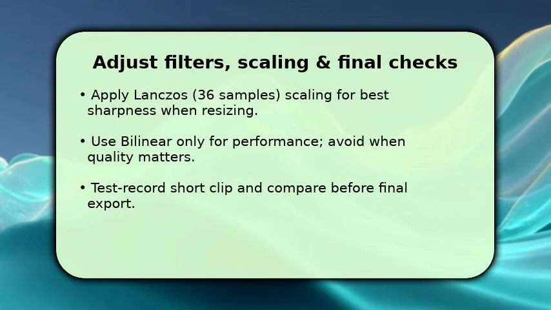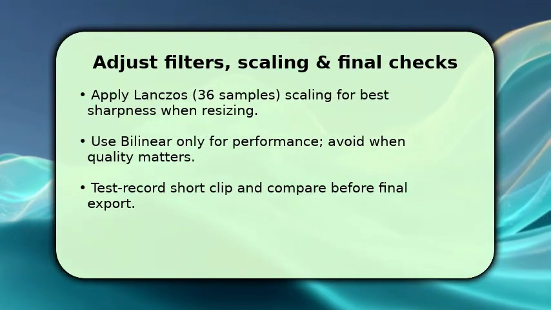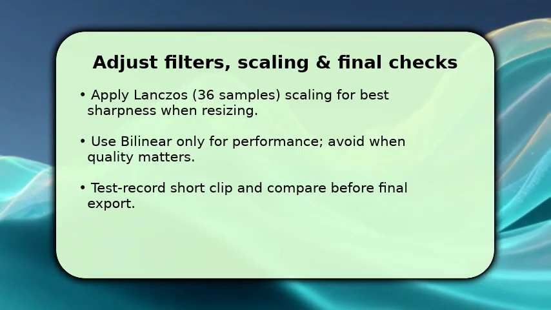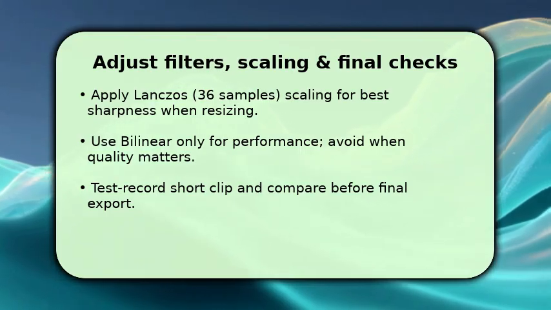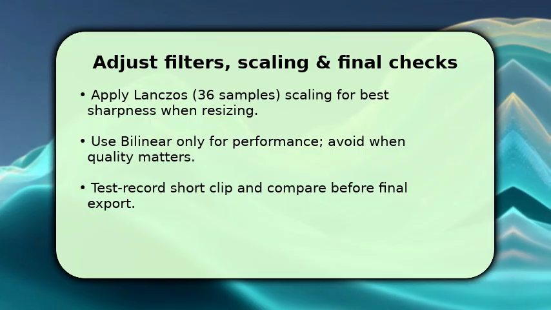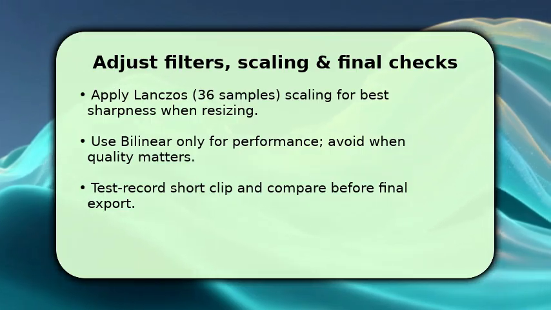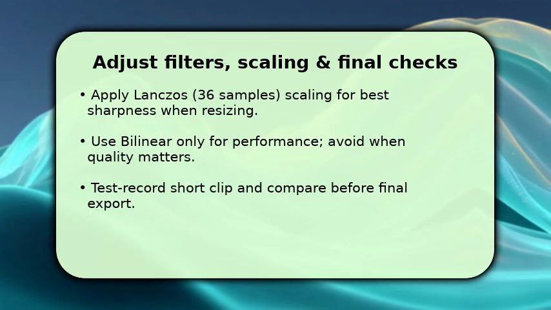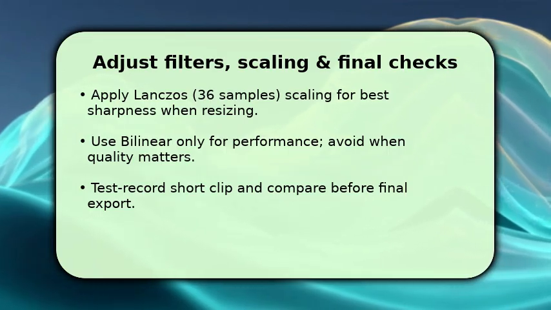Finish by polishing filters and scaling choices to eliminate residual blur. For any resizing, select Lanczos with 36 samples in OBS for the sharpest resampling. It's slower but preserves edges. Avoid lossy filters like bilinear if you want crisp output. Use it only for low-power systems.